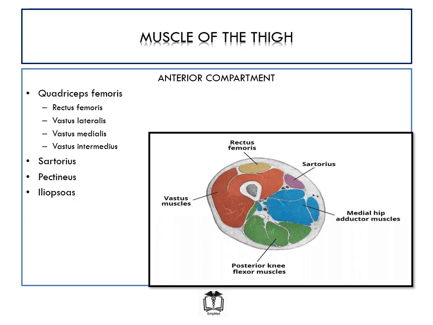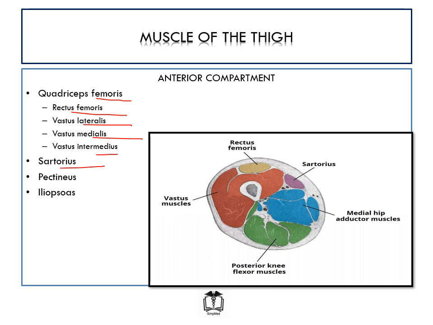Starting with the anterior compartment muscles, we have a total of four anterior compartment muscles. One of them is actually four in one. So in total, we have about seven anterior compartment muscles. So this includes the quadriceps femoris muscle. Quadriceps femoris muscle is a combination of four muscles that unite to form one. These four muscles include the rectus femoris, the vastus lateralis, the vastus medialis, and the vastus intermedius.